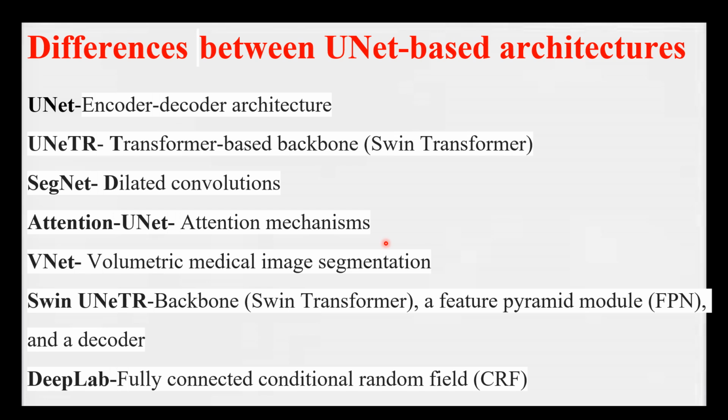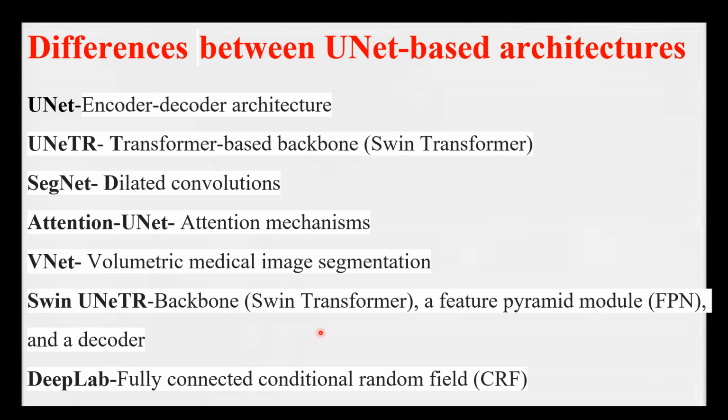Then we have Swin UNETR, which is a modified UNet architecture incorporating a transformer-based backbone, that is Swin transformer, and a feature pyramid module for image segmentation, which allows Swin UNETR to capture long-range dependencies within the input image and process features at multiple scales. So Swin UNETR also employs dilated convolutions in the decoder and an asynchronous processing strategy to reduce computational cost.